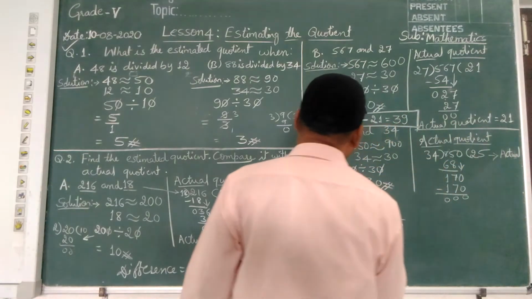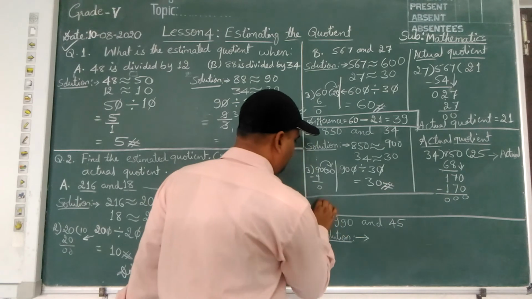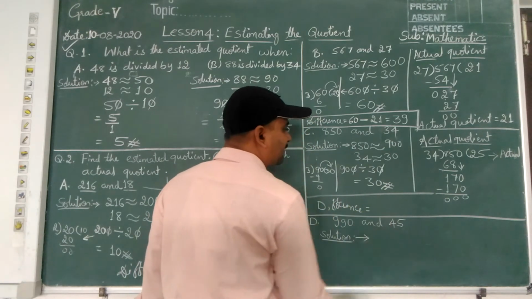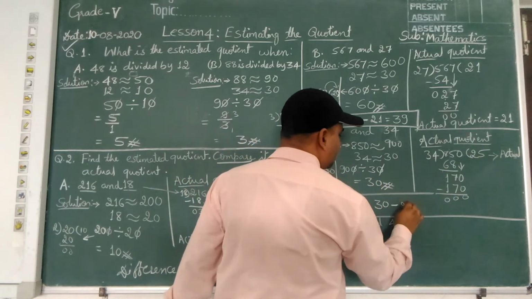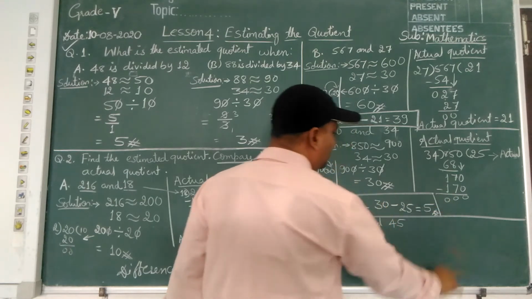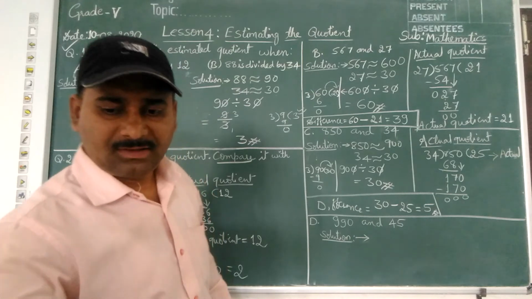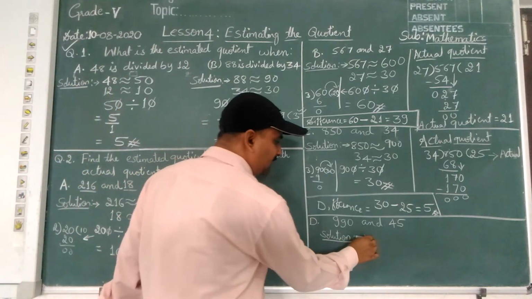Now find the difference. Difference, how to find? Estimated quotient minus actual quotient. 30 minus 25 is 5, which is the comparison of both estimated and actual. Okay. Last one.